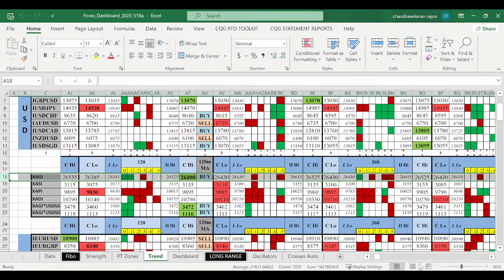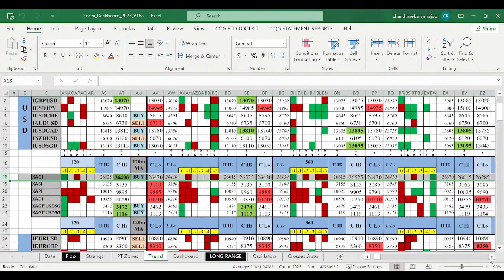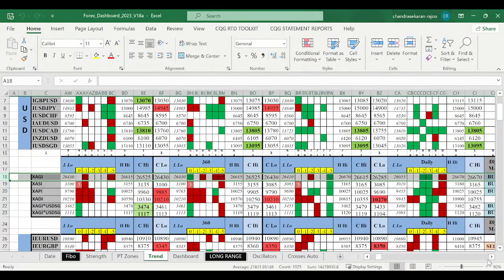If you notice, right now your 360 is moving up, and your daily is still flat while below 2667, while below 2667. Your so-called 720, that means 12 hours, is also flat below 2661 half, right? Then your 360 right now is up.